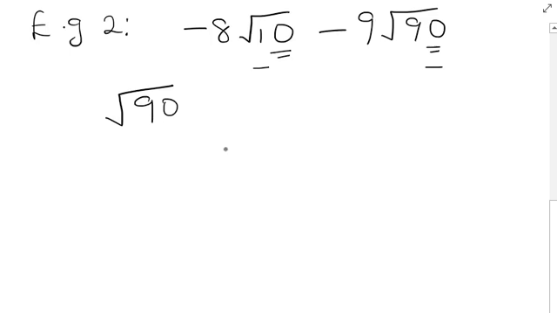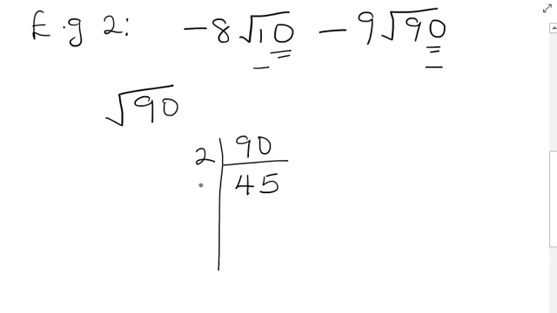So to simplify root 90, what we need to do is use our division method, which is we write 90 here. We now think of what number we can use to divide 90. Well, 1 will go in 90 times. So then we move to the next number, which is 2. Will 2 go in 90? Yes. How many times? 90 divided by 2 is 45. Will 2 go in 45? No.